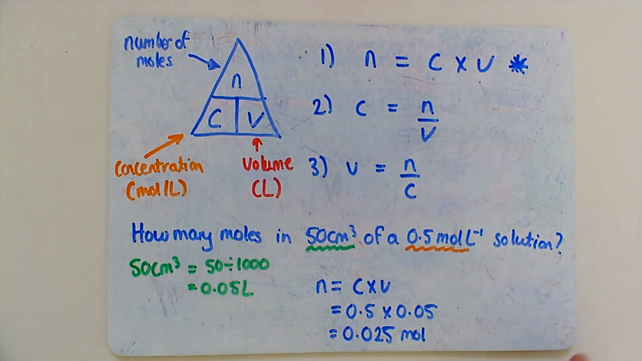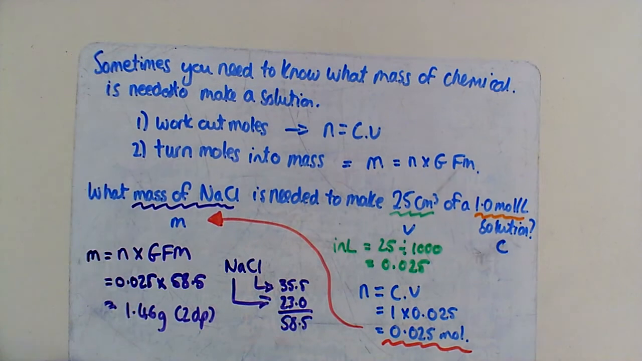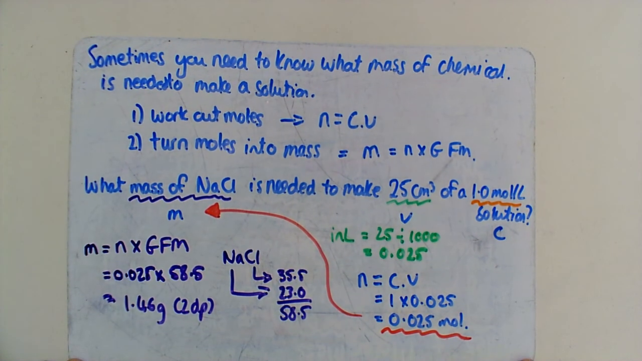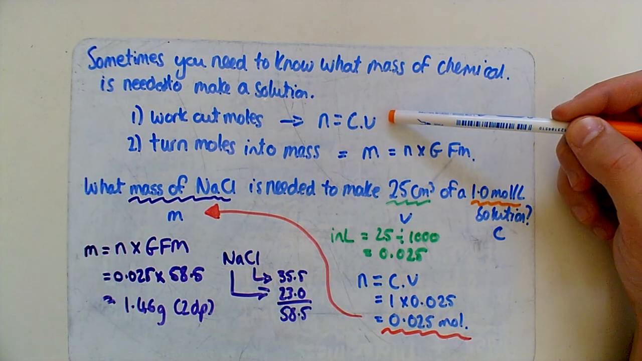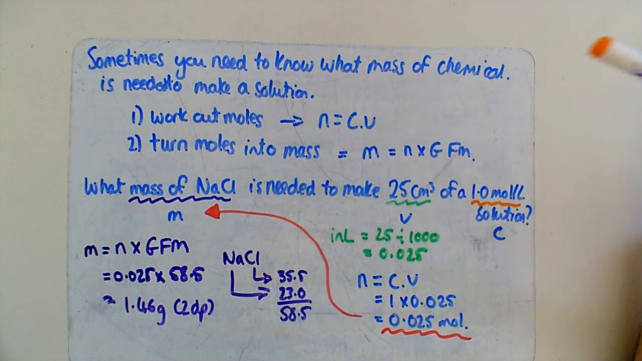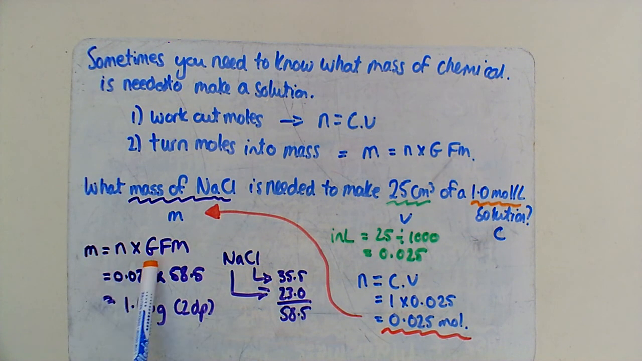So N equals CV. We then looked at two types of question. We looked at what happens if you need to know what mass of chemical is needed to make a solution. The first thing to do is work out the number of moles using N equals CV. And then once you've got that number of moles, you use mass equals N times GFM to work out the mass of chemical needed.